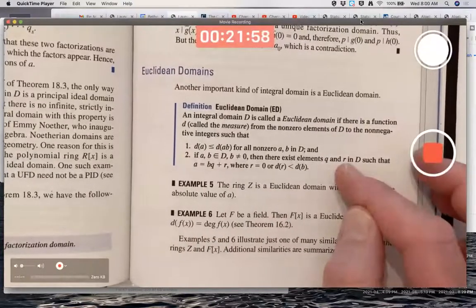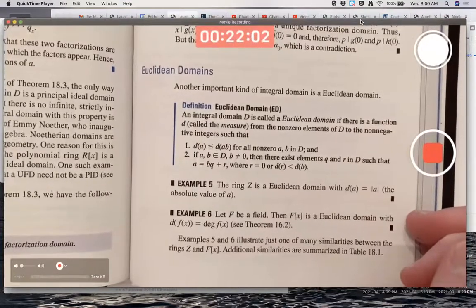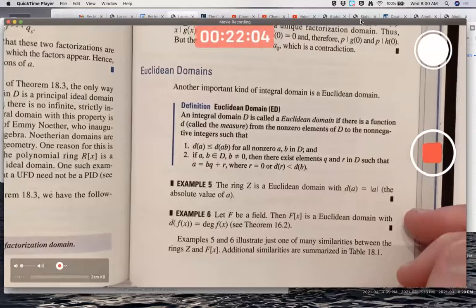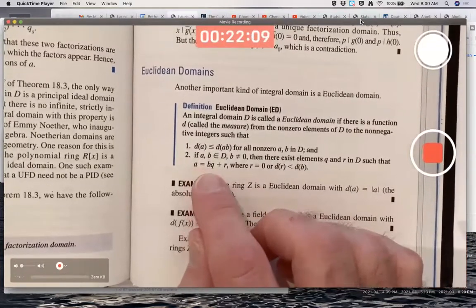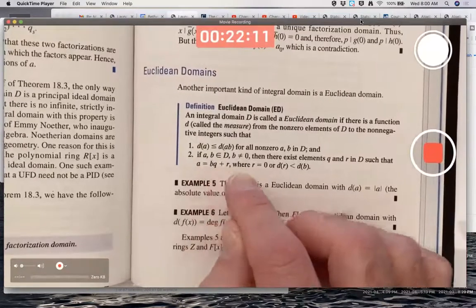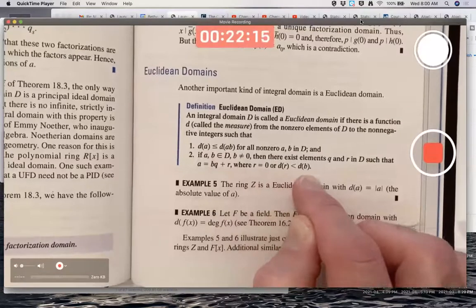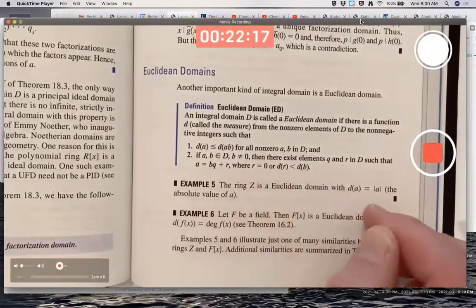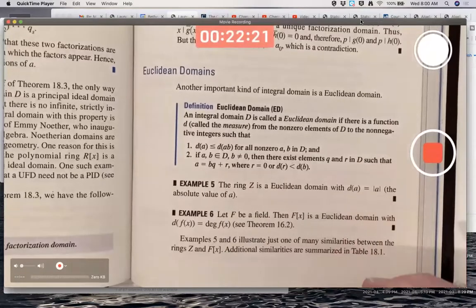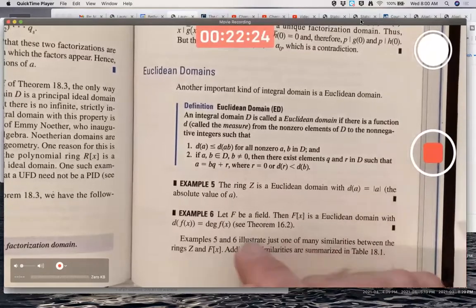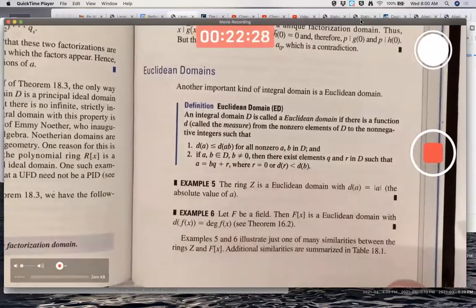Notice the second of which is a property related to the Euclidean algorithm, division and remainders. When we're dividing a by b, there's a quotient q and a remainder r, where either r is 0 or d(r) is less than d(b). The absolute value of r is less than the absolute value of b, or in the polynomial case, the degree of r is less than the degree of b.